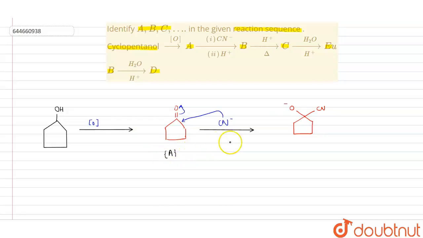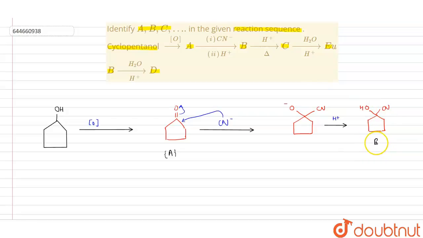Now what is B? B is after the H plus. So after reacting this compound with H plus, we give the H plus over here. So it forms the compound like this, with CN as well as OH. So this is our compound B.